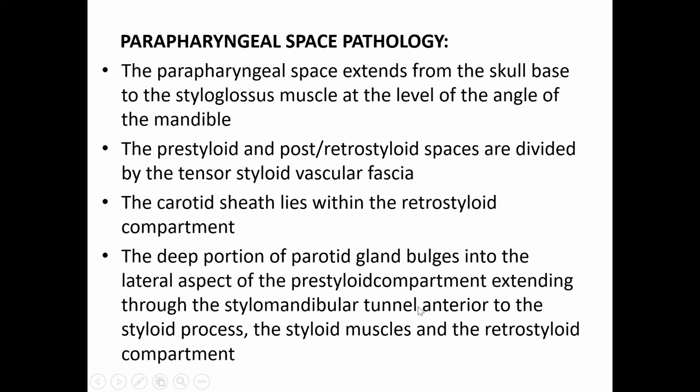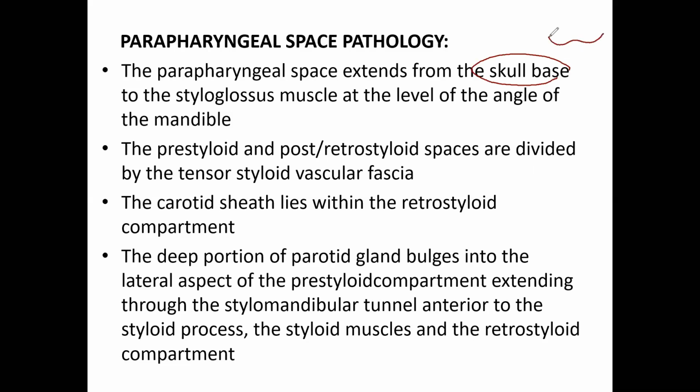So as you could see here, I'll just try to annotate and explain it, whatever is possible. In this situation, what you have to think is parapharyngeal space anatomy. Where does it extend from? Especially from the skull base. So if this is the skull base to the styloglossus muscle at the level of angle of mandible, this is the mandible and this is the angle of the mandible. So skull base to the level of styloglossus muscle.